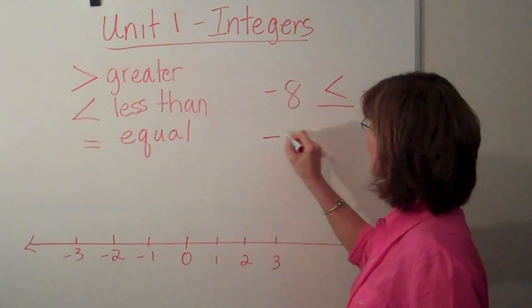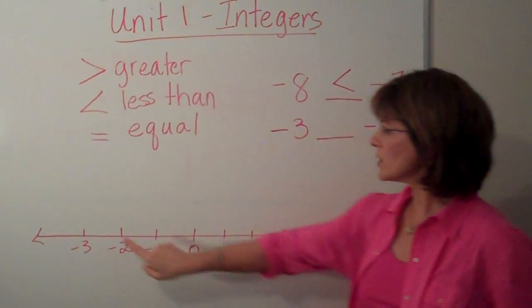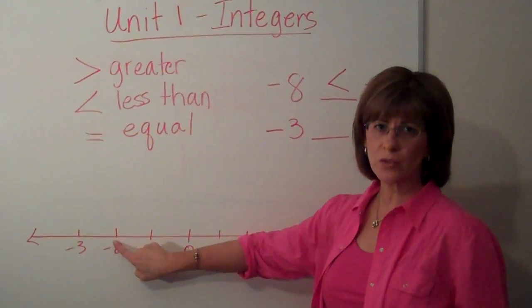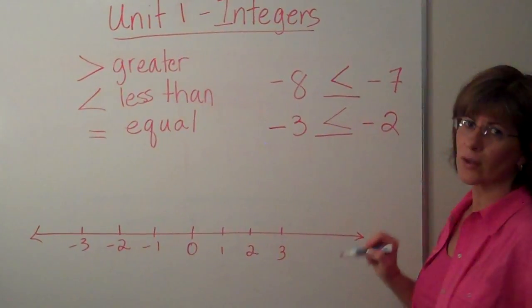So what's greater, -3 or -2? Well, here's -3 and here's -2. Which one's closer to 0? -2. So -2 is greater.